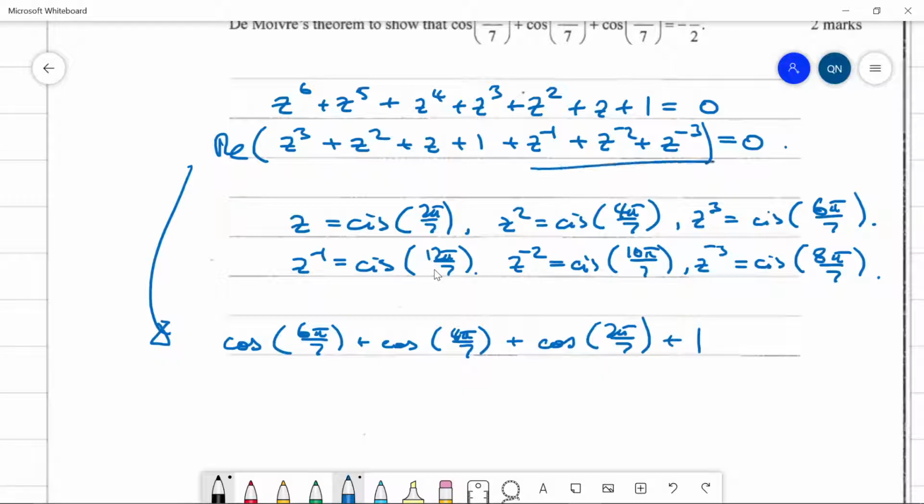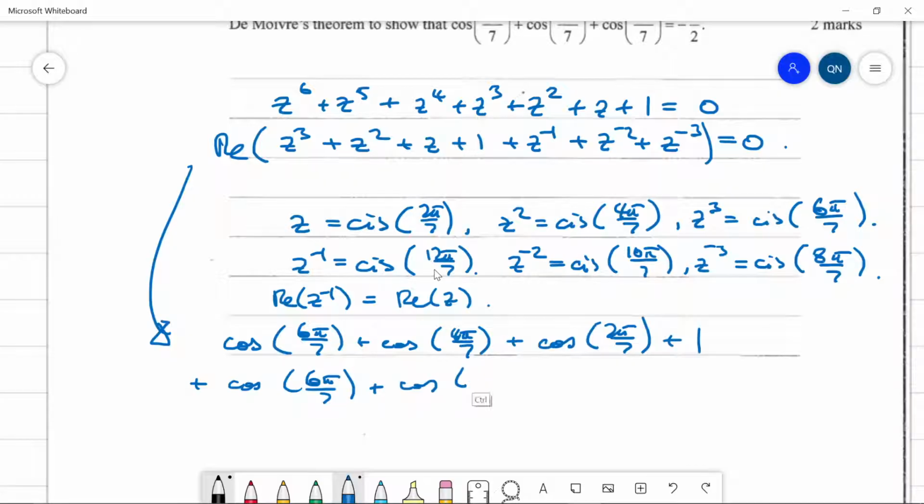And then if you take a look at all these other guys, the real part of z to the negative 1 is equal to the real part of z, because it's just a conjugate there. So we have another cosine of 6 pi on 7, plus cosine of 4 pi on 7, plus cosine of 2 pi on 7, and this is equal to 0.